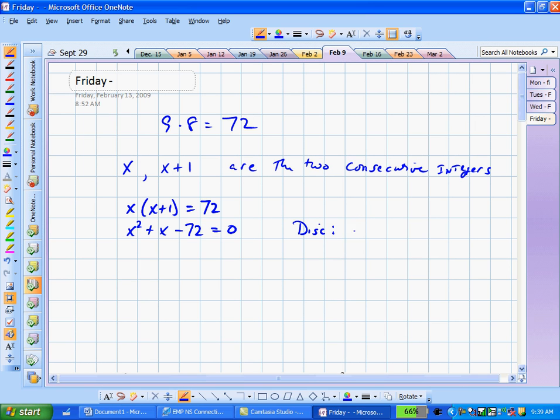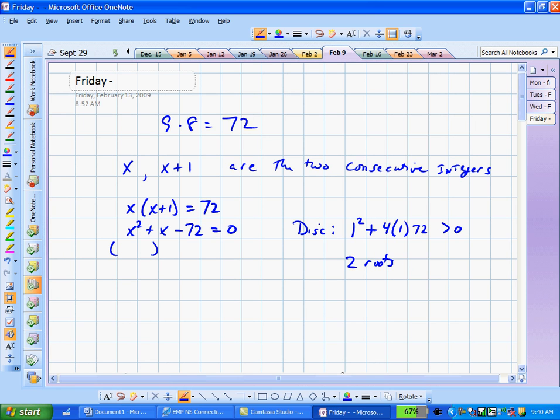b squared minus 4ac. So in this case, 1 squared minus 4 times 1 times minus 72, and that's greater than 0. But it's plus 72. Ah, minus a negative, so it is plus. Excellent. So what's that tell us? So there's going to be two roots. All right. So we could use the quadratic formula and get the two roots.